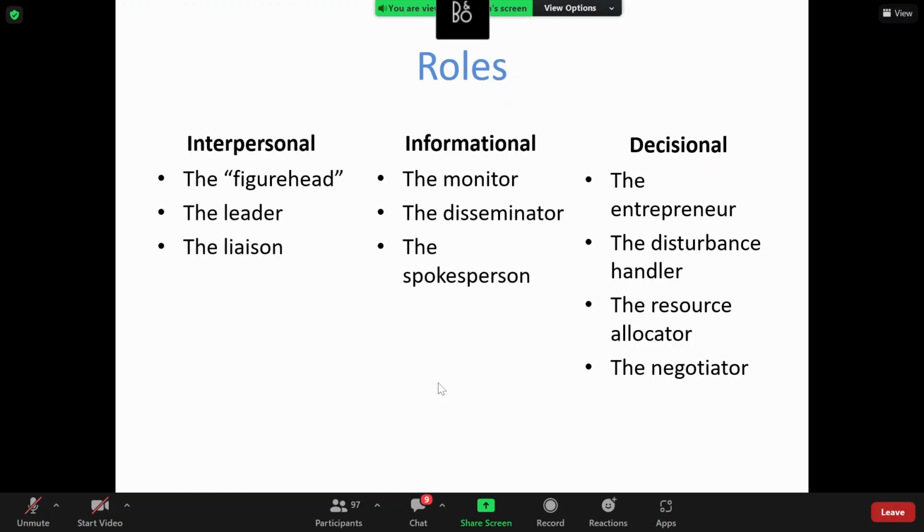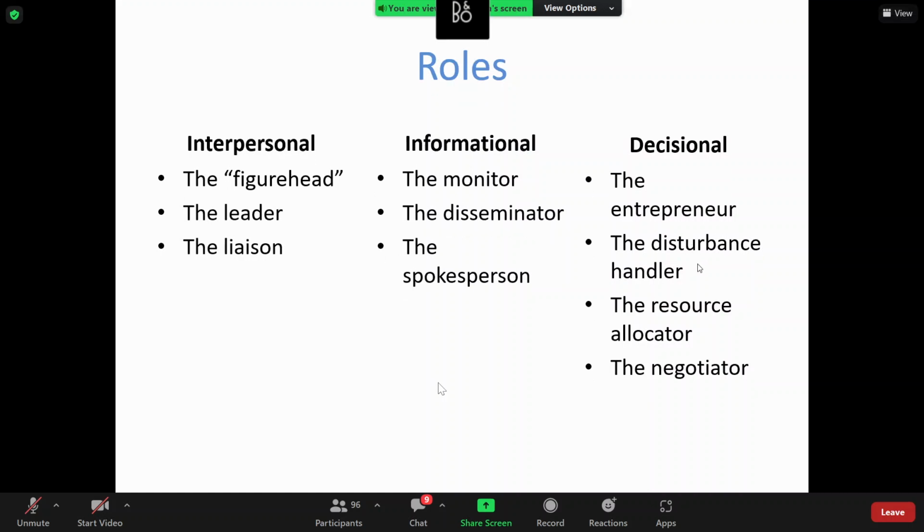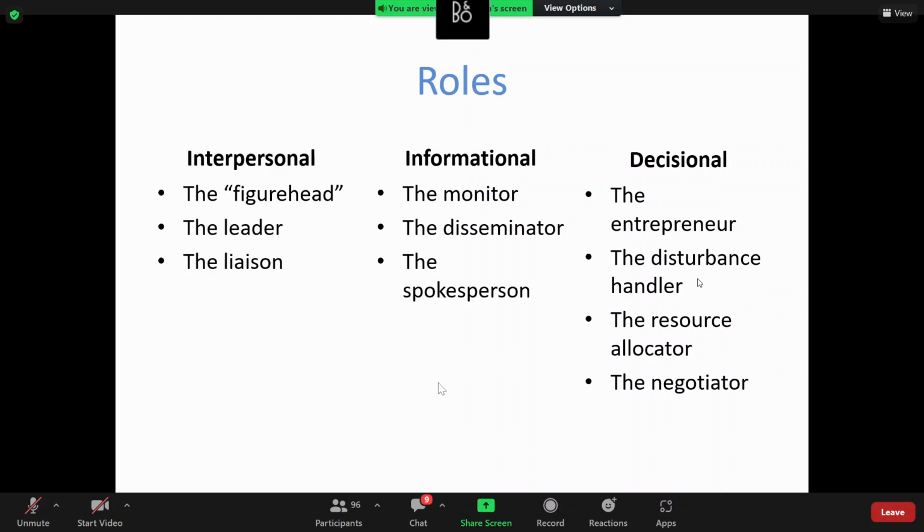You have to make decisions. Under that, number one is entrepreneur. You have to create new ideas, new products, new services and processes. You have to introduce changes within the organization. That is entrepreneur. Then number two, disturbance handler. If there are problems in the organization, maybe a strike, maybe some accidents, maybe disputes, you have to handle it. You have to mediate and solve the problems. That is called disturbance handler.